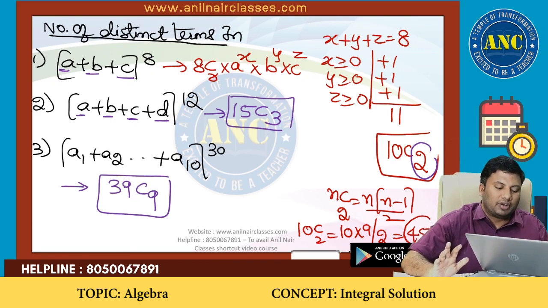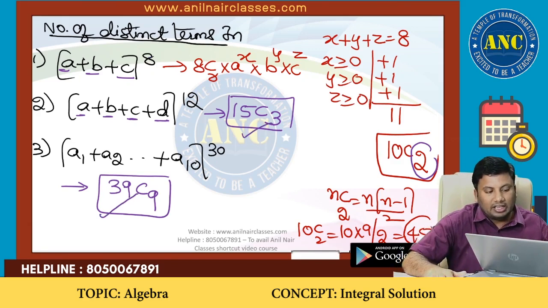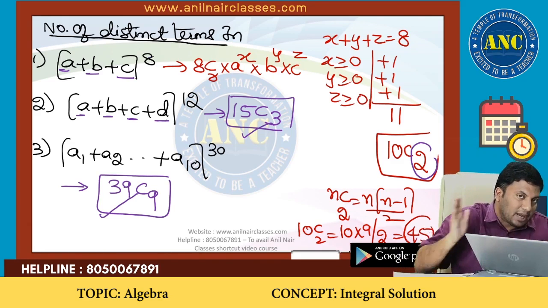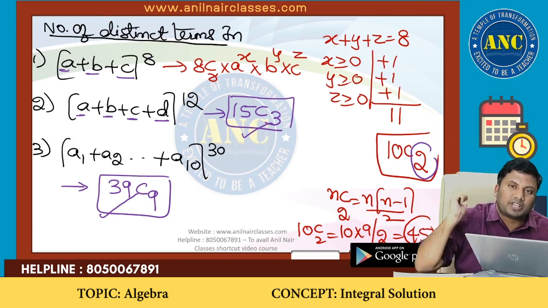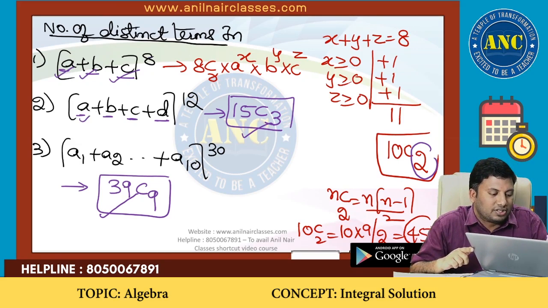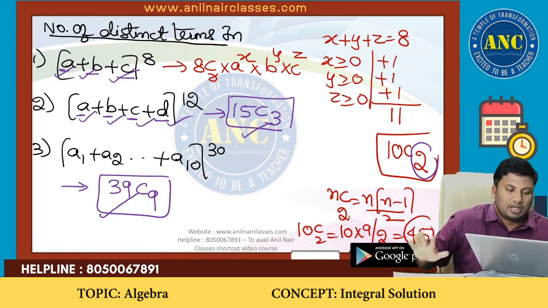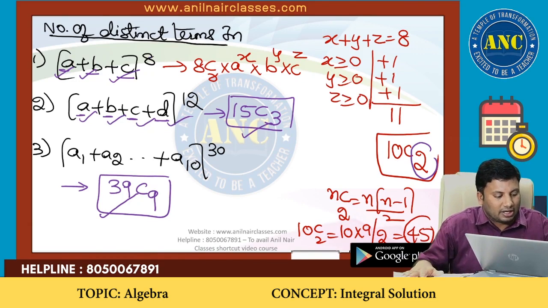How directly you can write 15C3, 39C9 and 8 plus 3, 11. 11 means 10C2. I hope it is clear. 8 plus 3 is 11. 11 balls are kept in a line. There are 10 gaps. Out of 10 gaps, I require 2 cuts. Why is it 2 cuts? For 3 variables. Right? For 4 variables, for 5 variables, for 10 variables, the number of distinct terms. I hope the concept is clear to you, right?